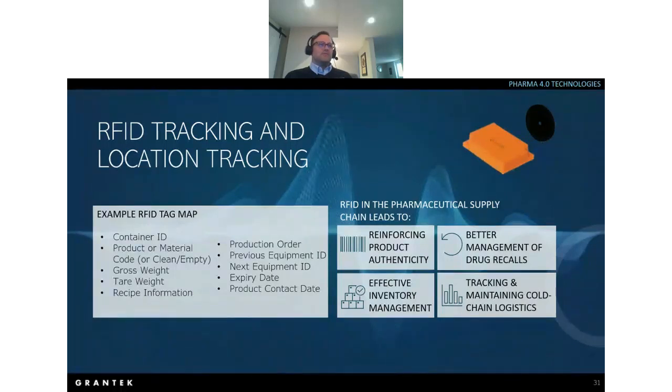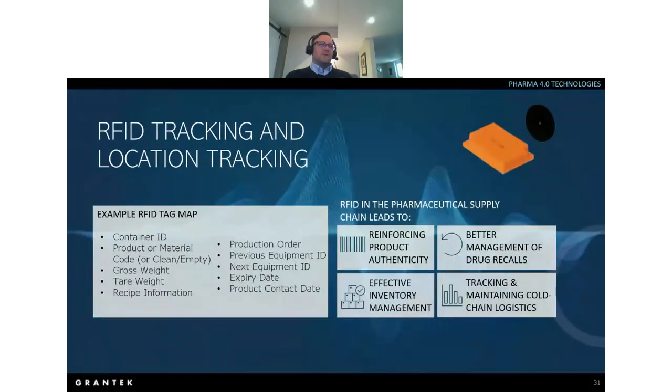RFID also bolsters effective inventory management. Real-time inventory tracking and management in the pharmaceutical supply chain is critical to ensure the safety of the product. RFID improves inventory accuracy for distributors and retailers and reduces the risk of a shortage of essential drugs. By keeping tabs on the limited expiry dates of the products, the technology helps in the effective implementation of first expired, first out in warehouses.